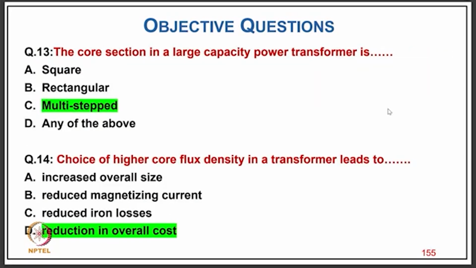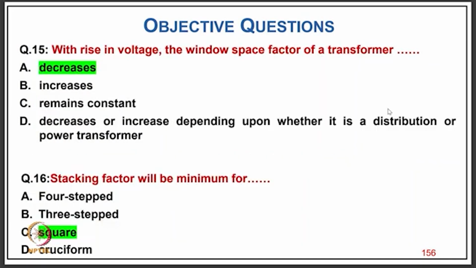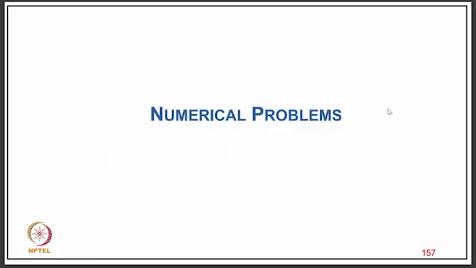So the cross-section area of a large capacity power transformer core is multi-step, and the choice of higher core flux density in a transformer leads to a reduction in overall cost. With the rise in voltage, the window space factor of a transformer decreases because of more insulation, and the stacking factor will be minimum, typically for a square type of core.